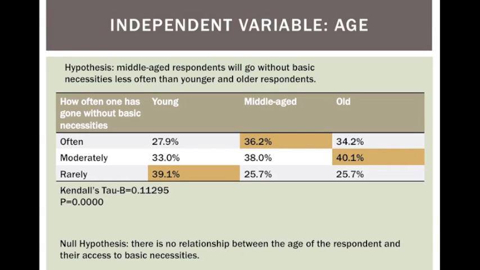This may be because younger people may not need medical attention, or they may still be supported by their parents. The Kendall's Tau-B is equal to 0.113, supporting that this relationship is very weak and that this information is incredible. The F probability is once again 0. The findings in the Scheffe test suggest middle-aged and old are closely related, while young differs from the two in regard to age relating to not being able to meet one's basic necessities. The null hypothesis is there is no relationship between the age of the respondent and their access to basic necessities.